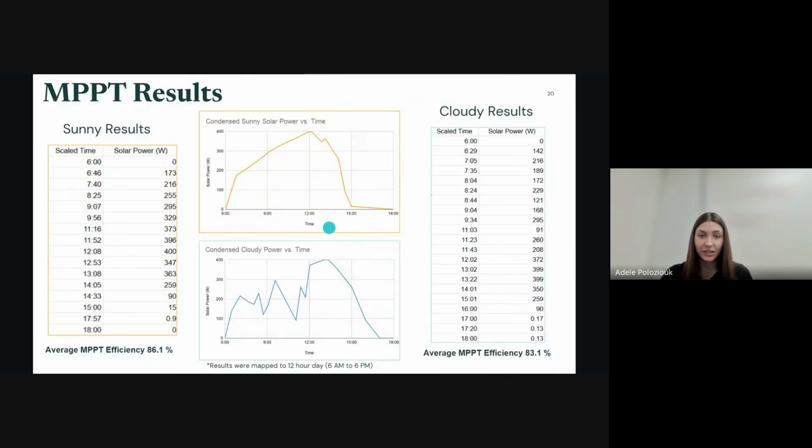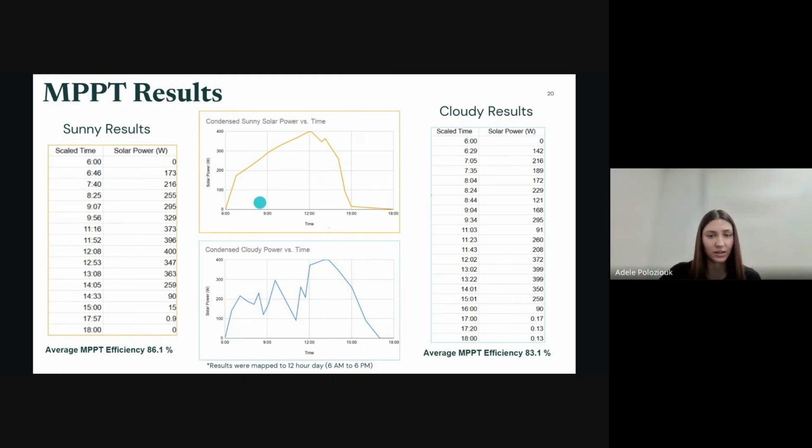Now, after running that experiment, these are my MPPT results. As you can see, I wasn't as efficient as a typical hybrid inverter. Typically, it's around 96 to 97%, but in this case, for the sunny day, I was about 86% efficiency, and the cloudy day was about 83.1% efficiency. And I took these results and condensed them to a 12-hour day, just to map it out, to make it pretty clear.